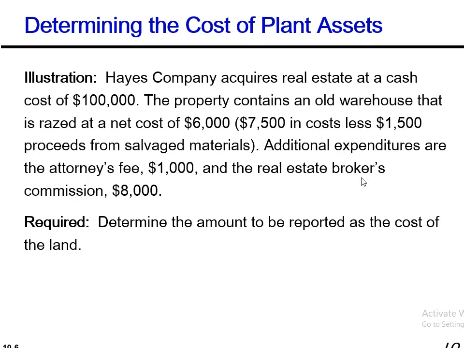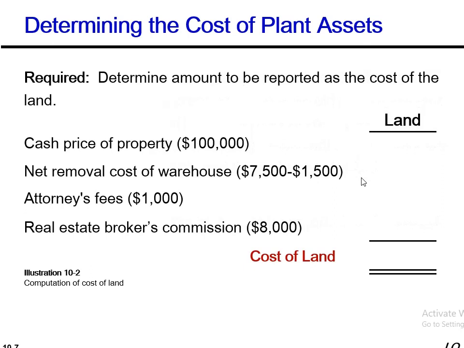Additional expenditures are the attorney fee, you paid $1,000, and the real estate broker's commission, $8,000. So all these four costs the company has paid in order to get this land. It has to pay them, then it can use the land. So it will be adding all these costs together: the cash price of the property, the net removal cost of the warehouse, which is 6,000, attorney fee 1,000, and real estate broker commission 8,000. So together the total cost for the land is $115,000.